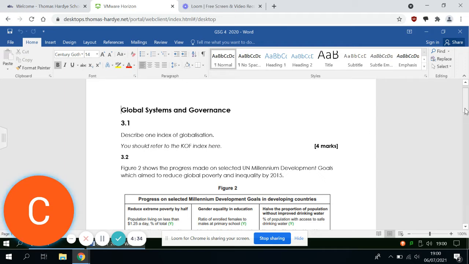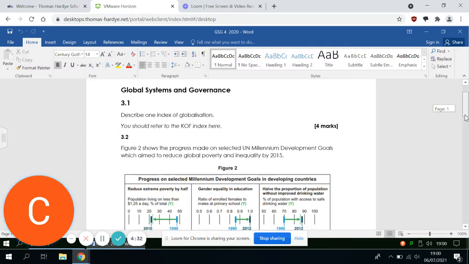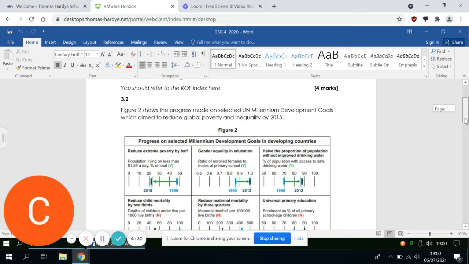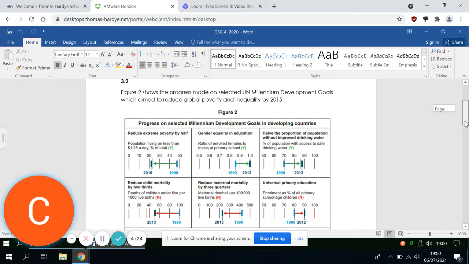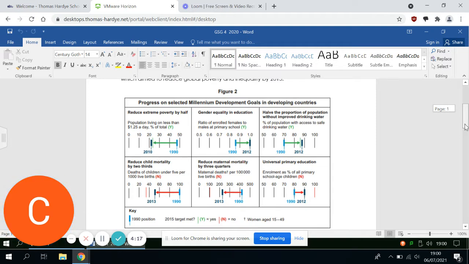For 4 marks, it's useful to make sure that you consider the different elements of the index. Political, economic, for example. The second question shows you a figure which links with the progress made on the Millennium Development Goals, which of course we know were put in place to reduce global poverty and inequality.